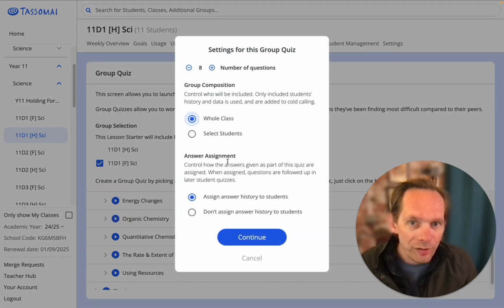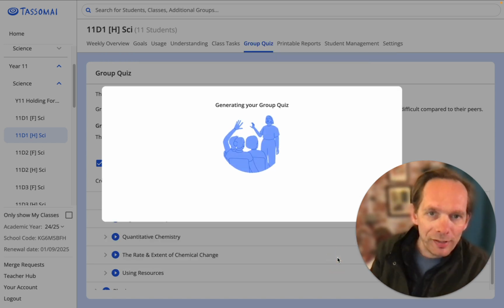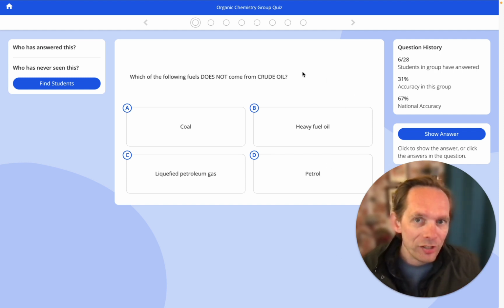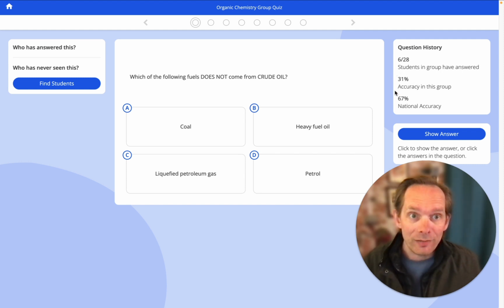Now at this point you can choose the length of the quiz, you can select the number of students, so in case somebody's away today you can deselect them, then you build the quiz. It only takes a few seconds to compile, and the questions we're getting are showing where the students either have a very low exposure to the material and/or have a relatively high error rate. Quite a few students getting this wrong.